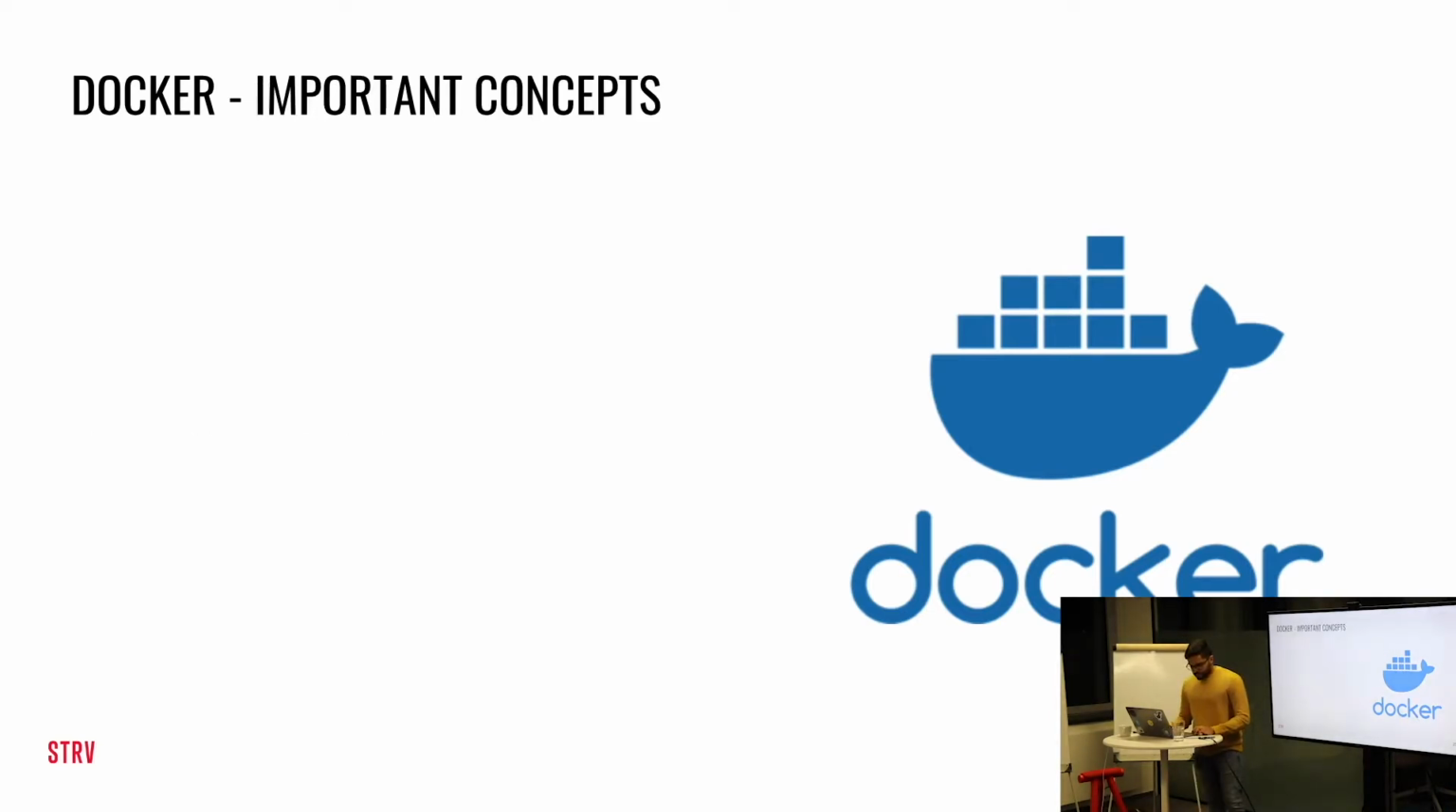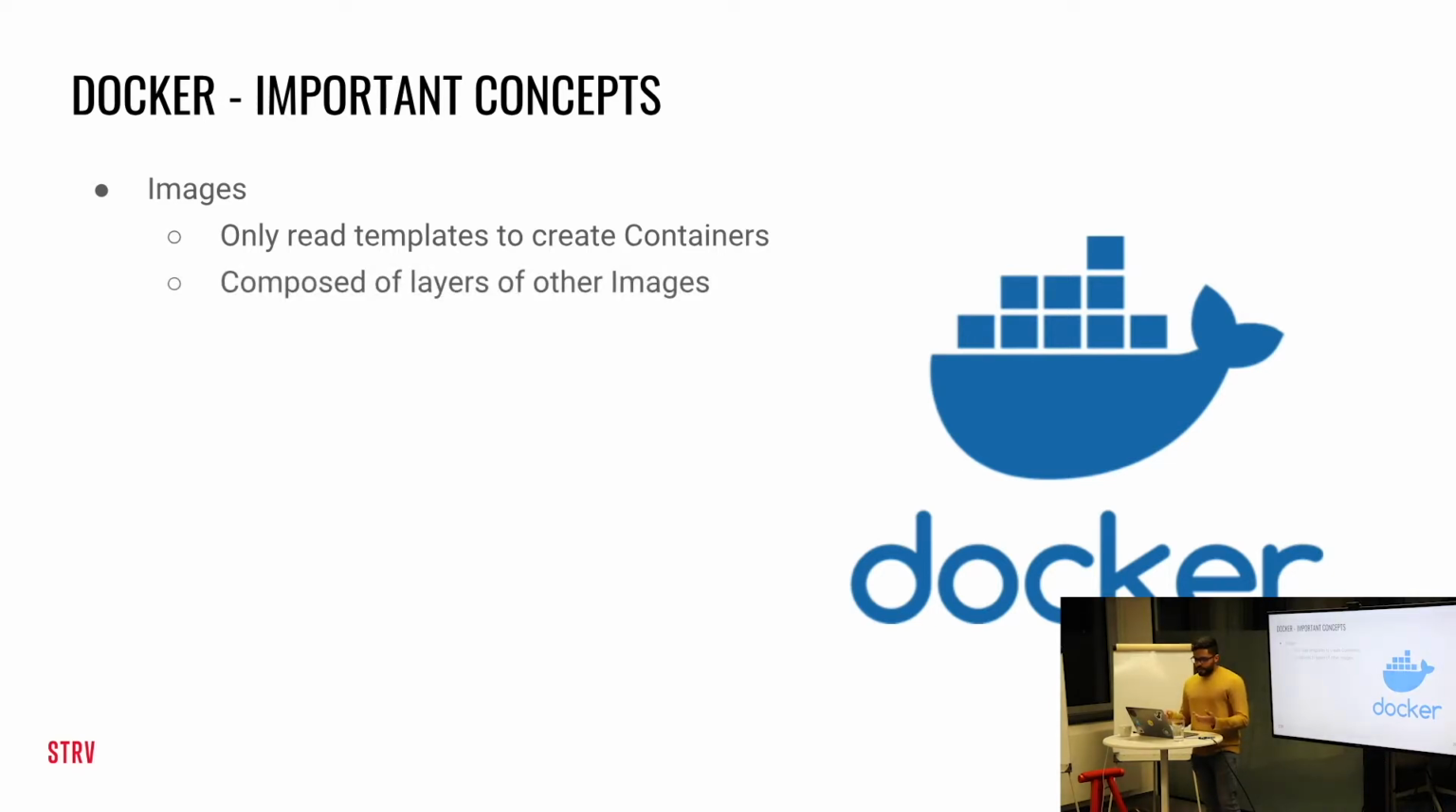So let's talk about some important concepts of Docker. Basically, the first important concept is images. It's basically a template which Docker uses to create containers. It's composed of layers of other images, like a progressive construction, I would say. The entry point of a Docker image is called scratch, and on top of that you can build whatever you want. Every time you put a new Dockerfile command, it will create a new layer, and that's how it works.